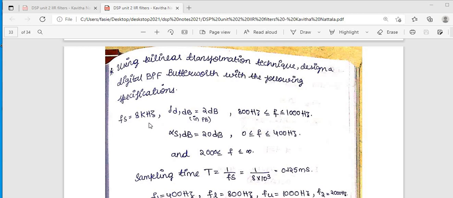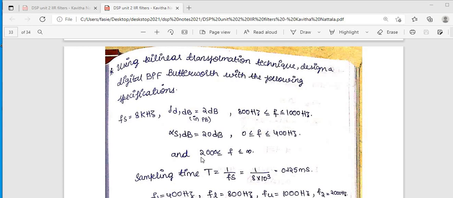Next one, they gave alpha P in decibel, 2 dB, and the frequencies for that are omega 1 and omega 2, from 800 hertz to 1000 hertz. This is alpha P and this is alpha S, right? The range is also given for that. The range can also be obtained by using that particular transformation, right? So this is the range that is given.